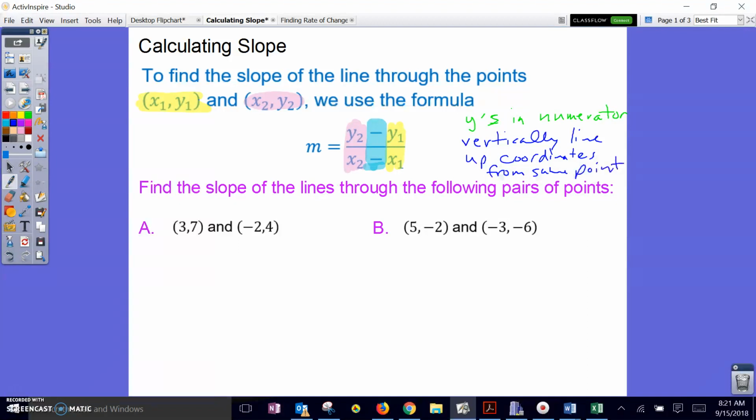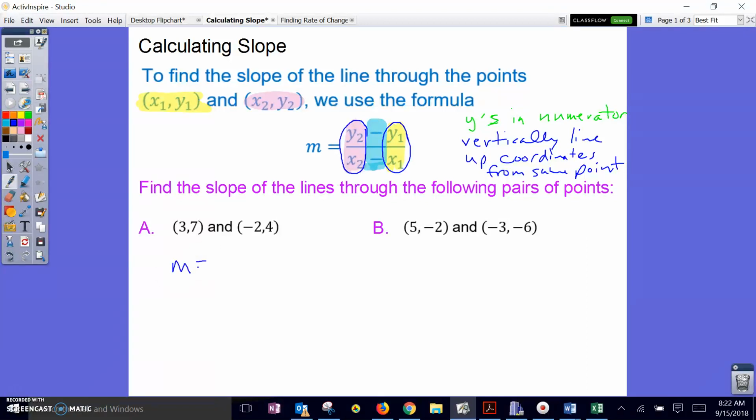So no matter which point we choose as x sub 1, y sub 1, and which one we choose as x sub 2, y sub 2, those coordinates from the same point should line up with each other vertically in our formula. Okay, so let's use the slope formula to calculate some slopes here.